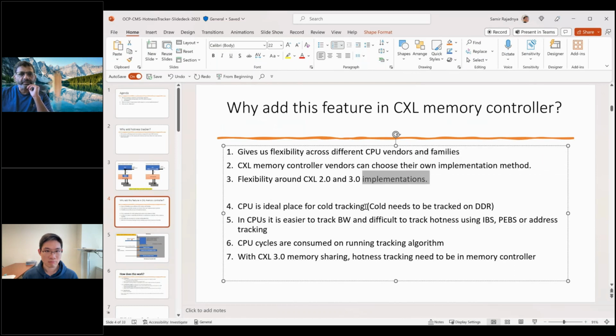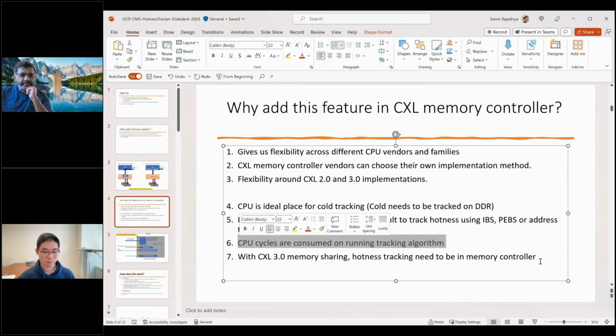The third one, we talked about this: CPU is the ideal place for cold tracking. I wrote this earlier, but we need more data to support that. And another point that Reddy was mentioning earlier was that CPU cycles are consumed even if you do some of this work in software. CPU cycles are consumed running these tracking algorithms. So that's another reason why we would like to have it in hardware.